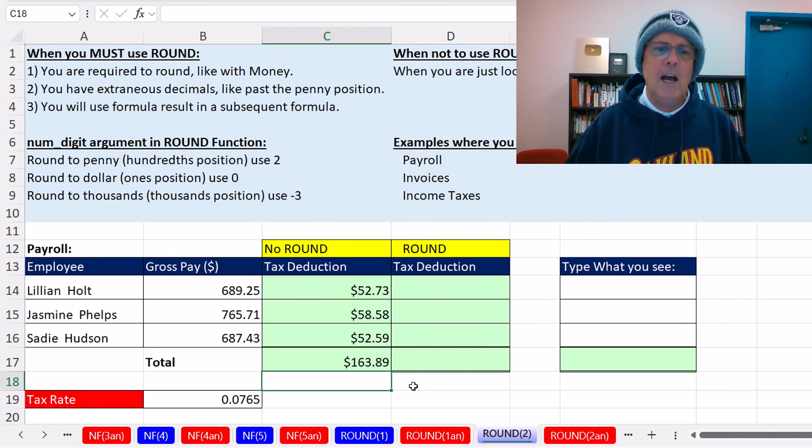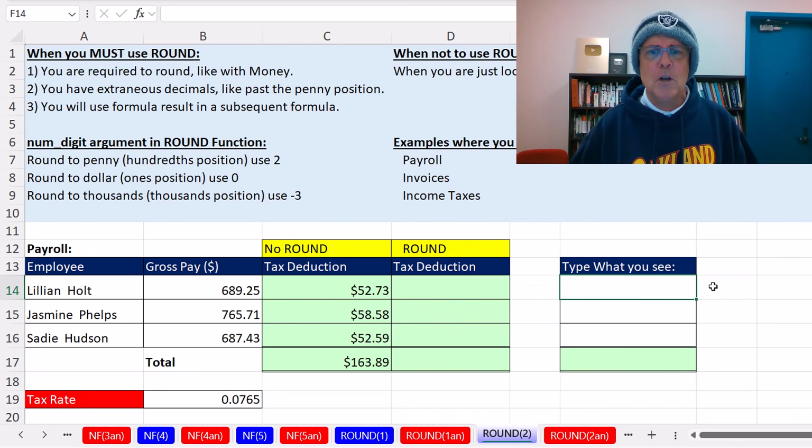Now, if you were doing this in your office and your supervisor was super good at math, she looked over and said, that's not equal to 163.89. And she grabs the mouse and she comes over and says, look at this. 52.73, enter. 58.58, enter.